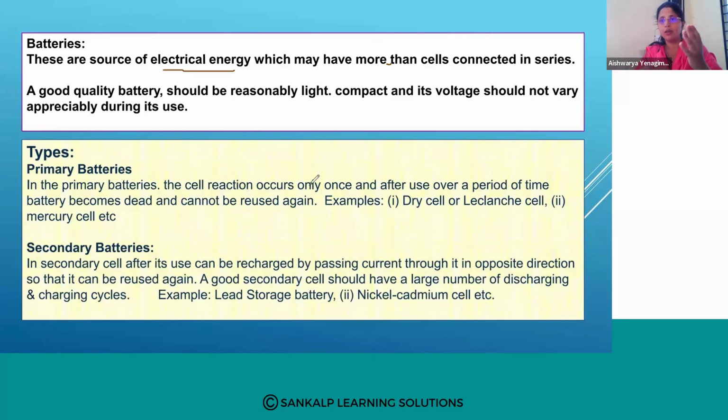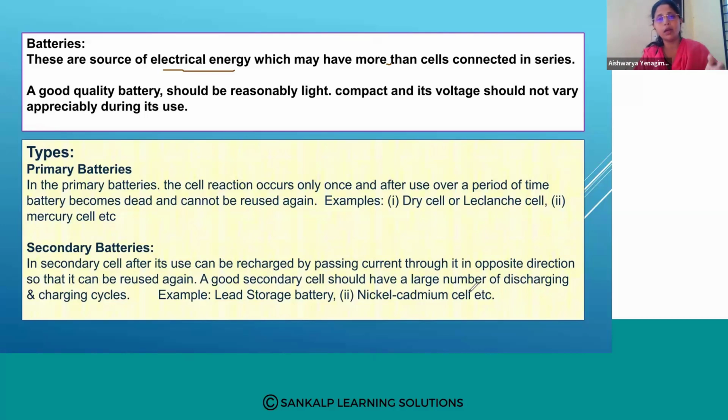The best example is your mobile. You take the mobile, the battery is low, you put it for charging. After 1 hour, again it becomes 100%. So you can use it again and again. Yes. So that is a secondary battery, which can be recharged and used again and again. In secondary cells, after use, the cell can be recharged by passing current through it in the opposite direction so that it can be reused. A good secondary cell should have a large number of discharging and charging cycles.